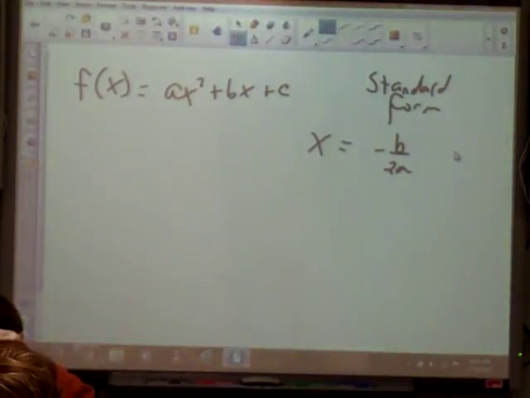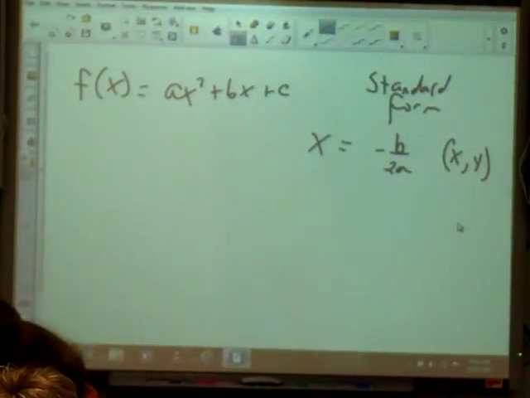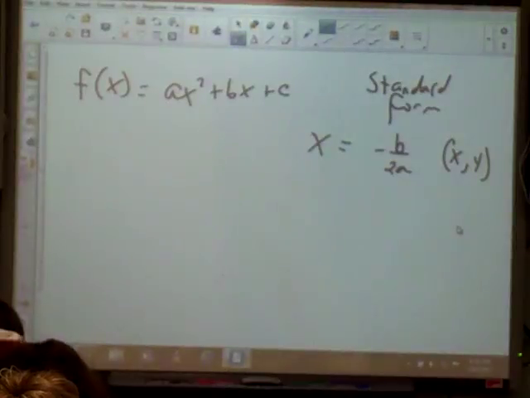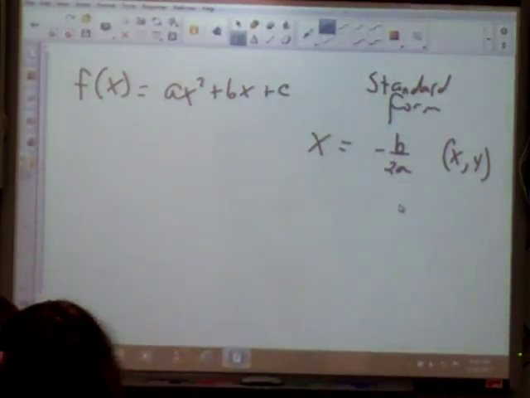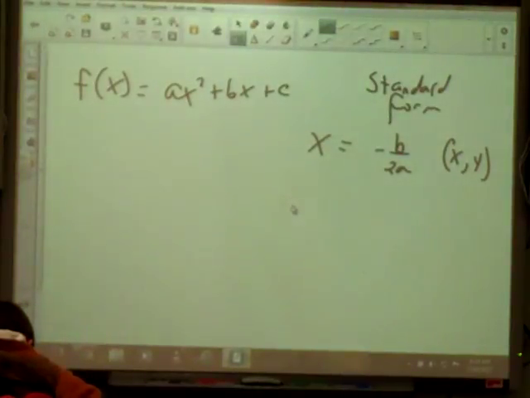And you know a vertex is an ordered pair, x comma y. So then what would you do to find the y? There's no formula for it. What would you do if you get the x? Plug it in. Right, take it back up here and plug it in and find the y. Good job on that, Austin.